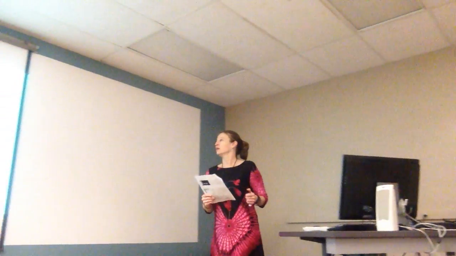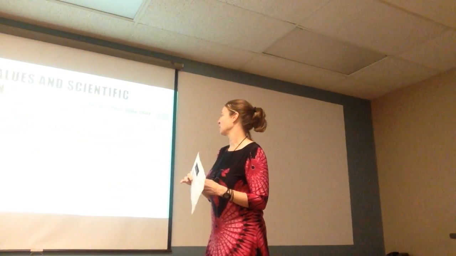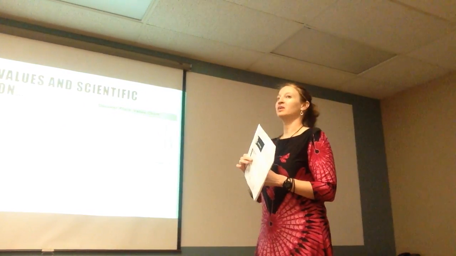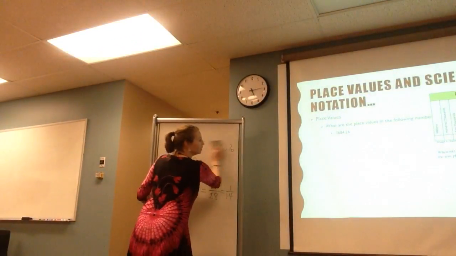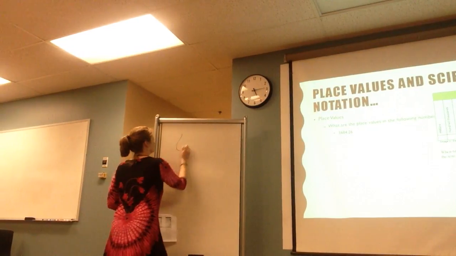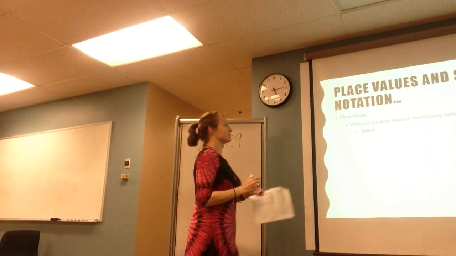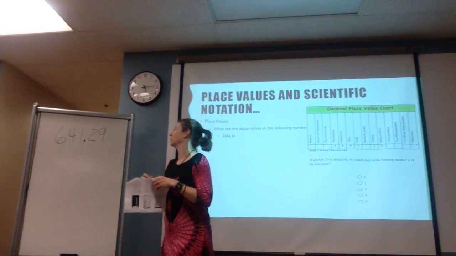This is another example that's published by the company. So it says, when 641.29 is divided by 10, which digit of the resulting number is in the tens place? So when 641.29 is divided by 10, well, I'll write the number up here. 641.29 is divided by 10. Which digit of the resulting number is in the tens place?